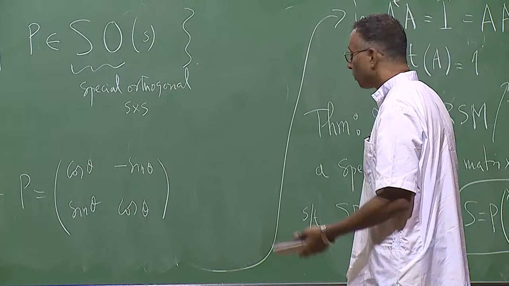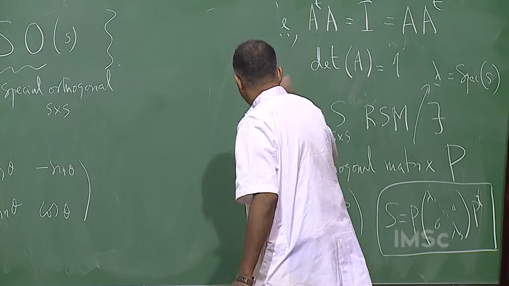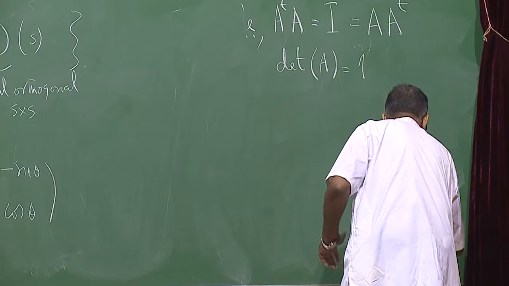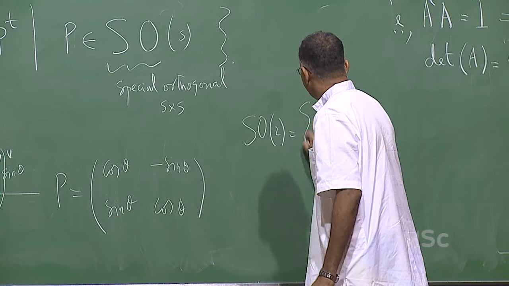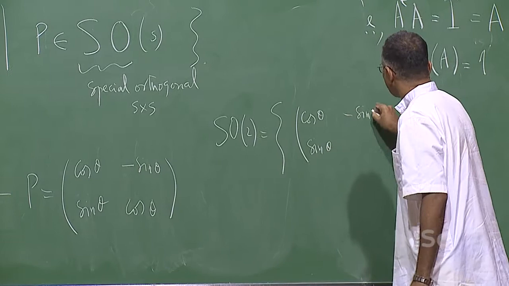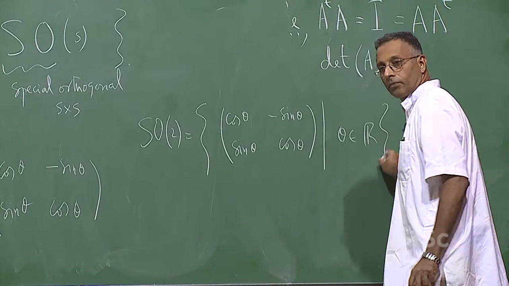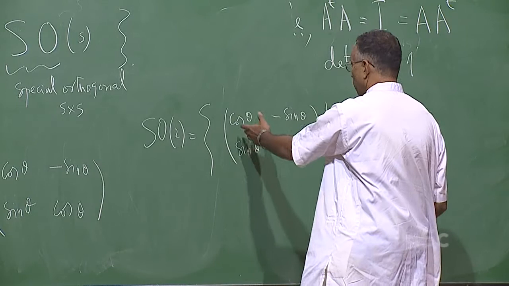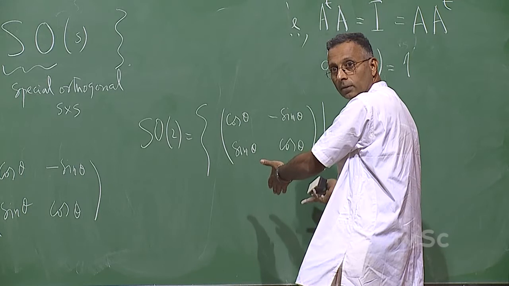And let's observe some properties. What we are looking at is that SO2 is all such matrices, 2×2 matrices, as theta runs over real numbers. This is our description. Now certain things are clear. I claim this is a bounded set because there is cos theta, sine theta. Everything is bounded by 1. I claim it's a closed set.